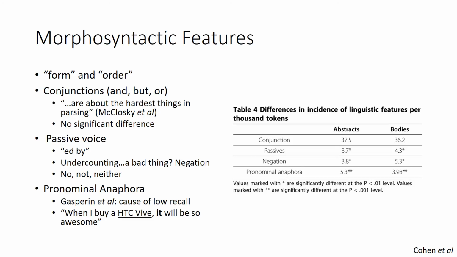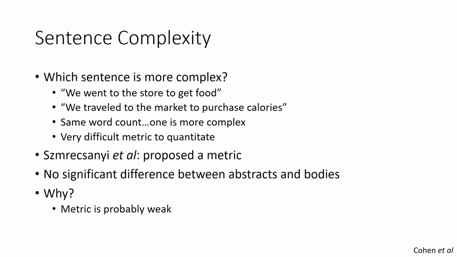Bodies, again, had more negations. Now for pronominal anaphora, we see a very significant difference here, with abstracts having them much more often. Now that may raise a question for you as to why that happens, but an abstract tries to be as concise as possible, so they tend to use more pronouns. Next slide is sentence complexity.